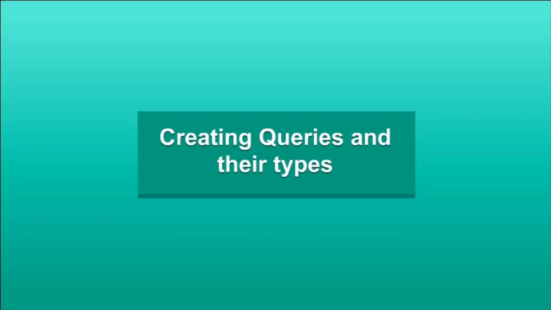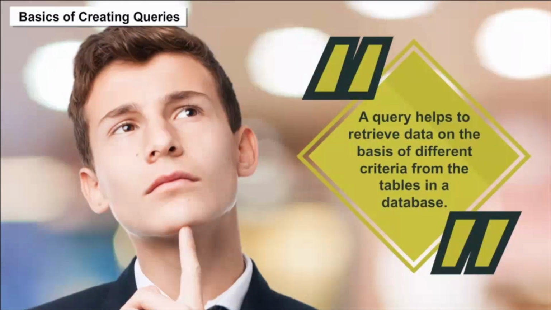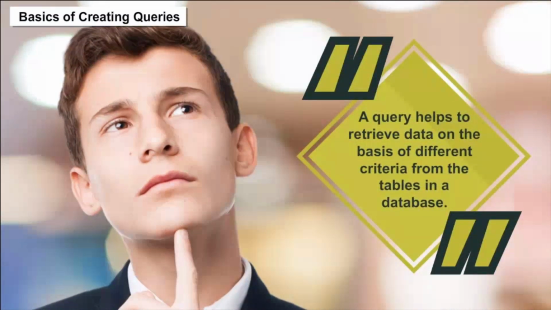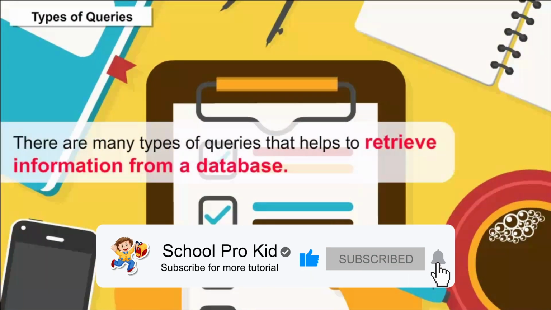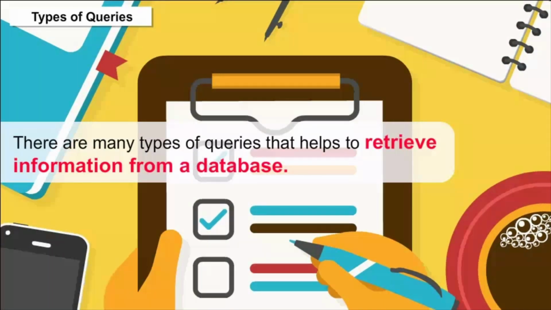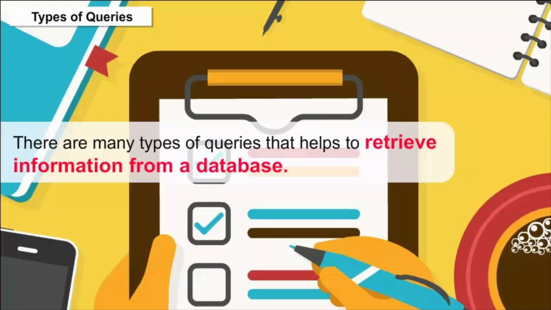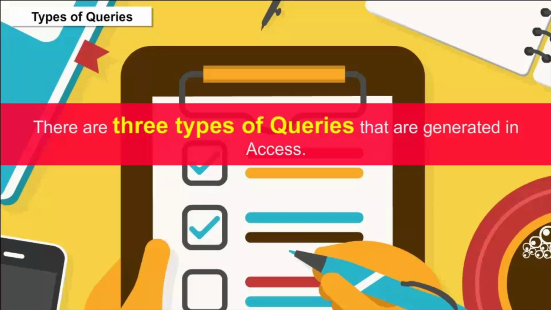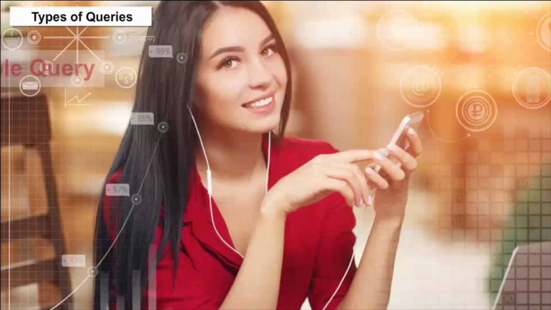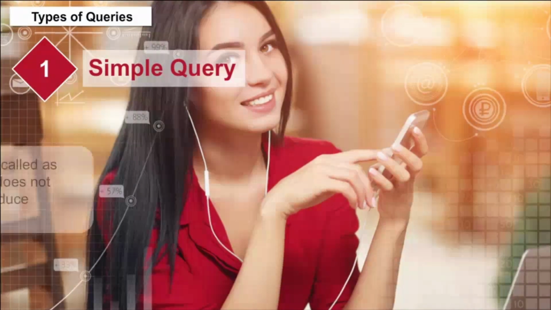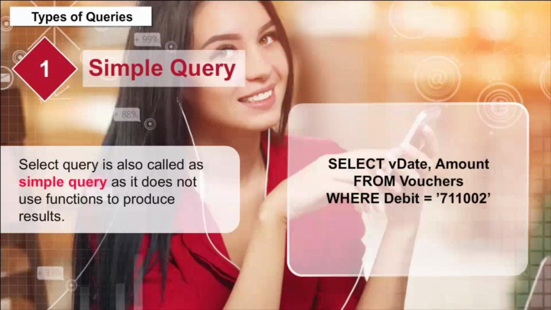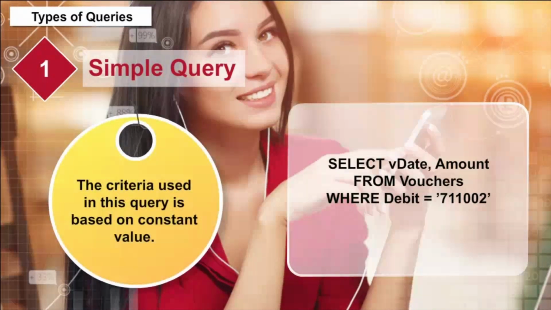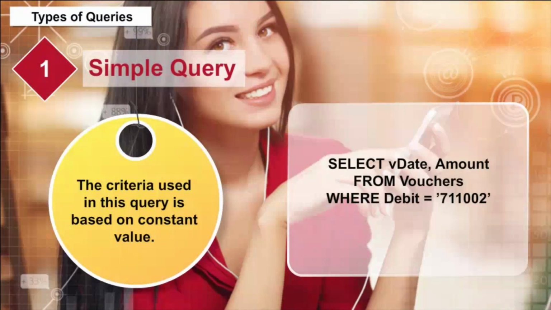Creating queries and their types. Basics of creating queries. A query helps to retrieve data on the basis of different criteria from the tables in a database. Types of queries. There are many types of queries that help to retrieve information from a database. There are 3 types of queries that are generated in Access. 1. Simple query. Select query is also called a simple query as it does not use functions to produce results. The criteria used in this query is based on constant value.